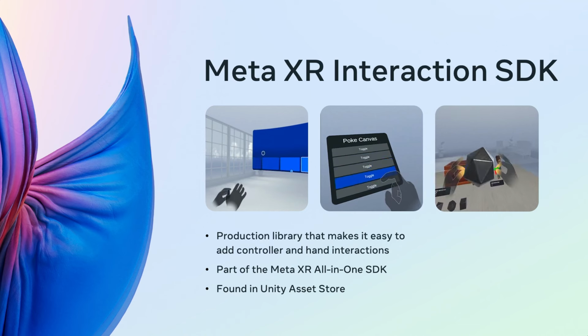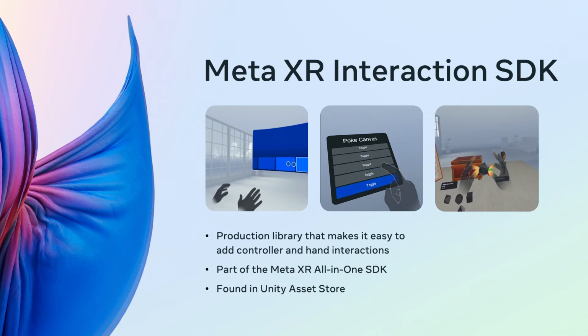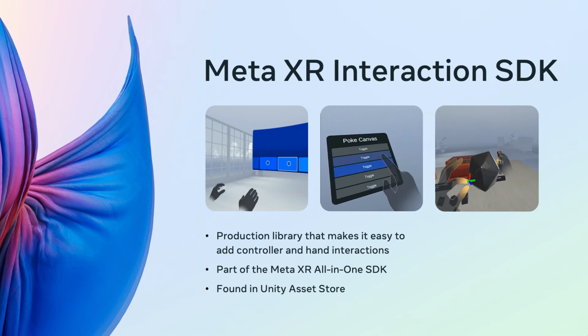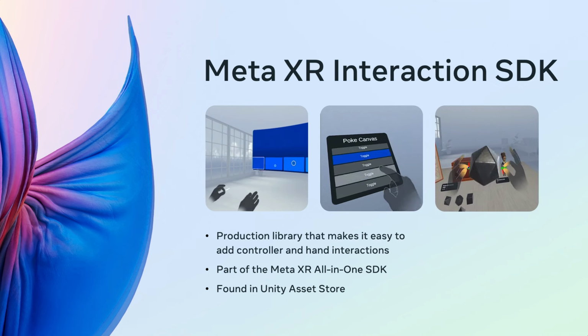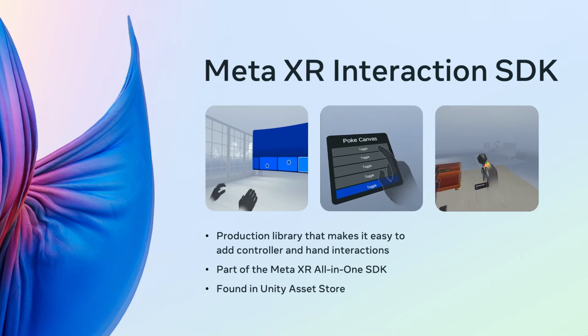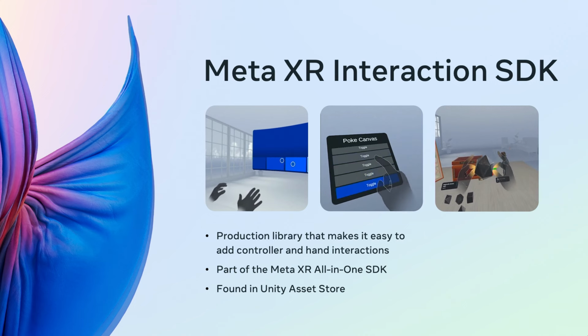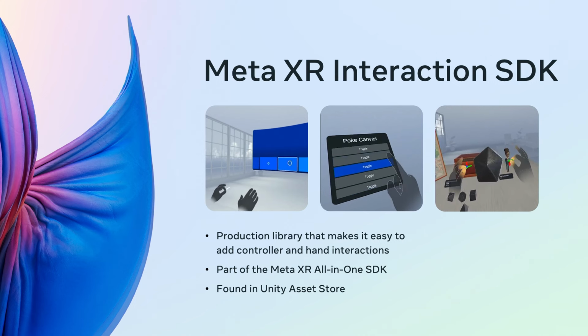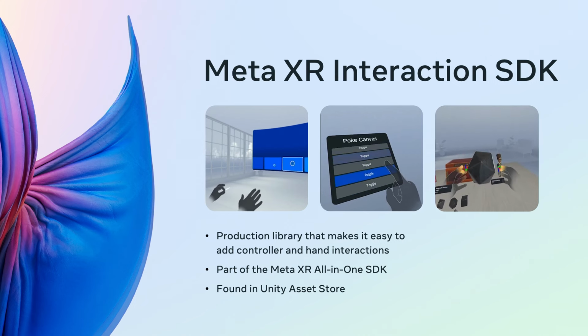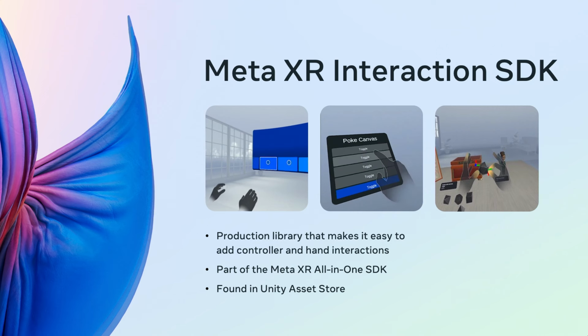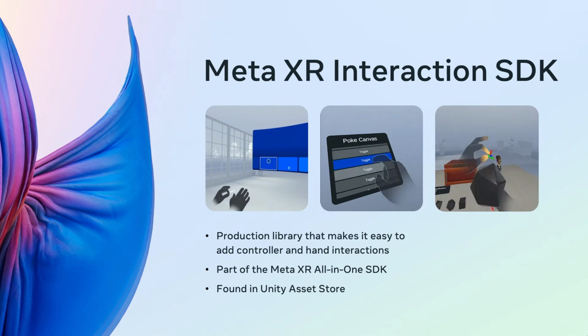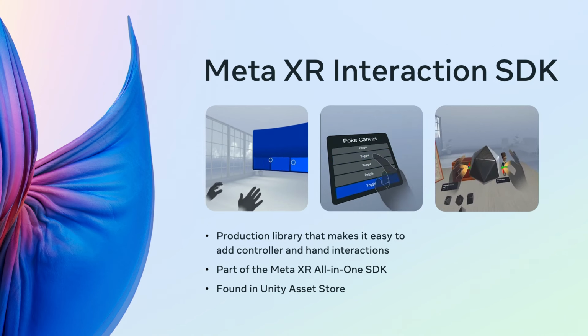All right, Interaction SDK. So what is Interaction SDK? ISDK, for short, is a production library that makes it easy to add controller and hand interactions to your Unity MR experiences. Interaction models such as raycast or poke on a surface, grab with hand posing, pose and gesture detection, or locomotion. This year, there are a number of new exciting features coming to Interaction SDK.